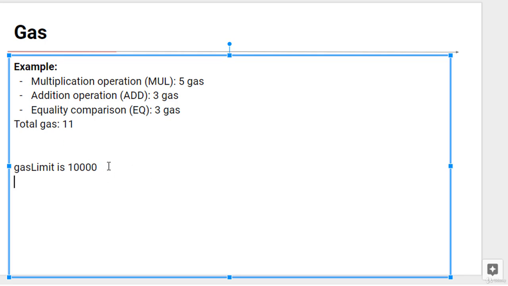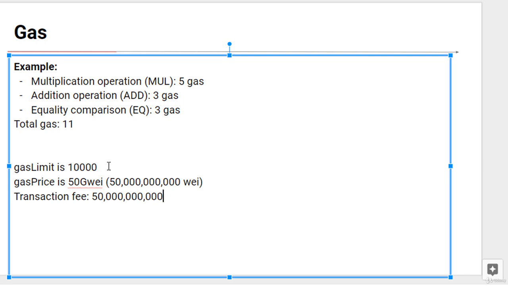So we have a gas price attached to this transaction. Let's say the gas price is 50 gwei. 50 gwei means 50 billion wei. Here we have 50 billion wei. And now the transaction fee is 50 billion wei multiplied by 11, the total gas the transaction will consume. And this is 55 billion wei.